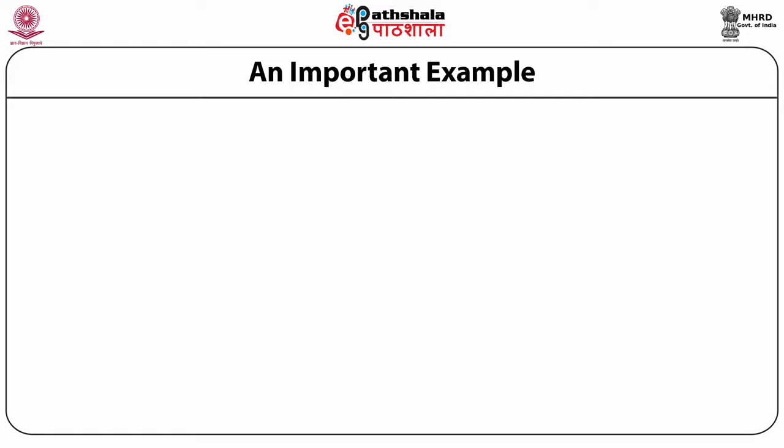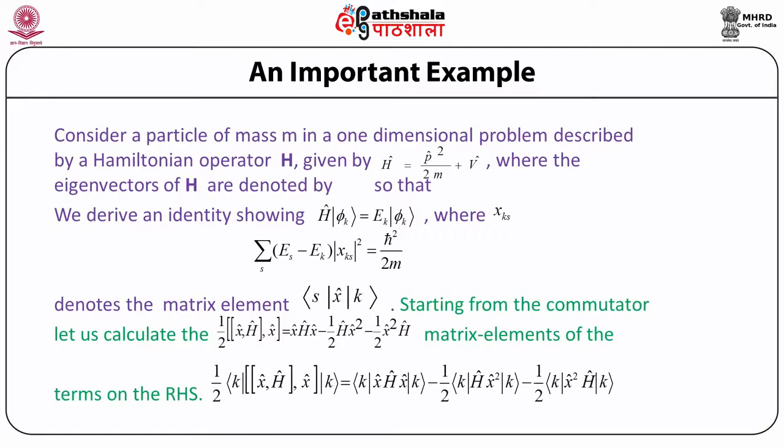An important example. Now let us consider a particle of mass m in a one-dimensional problem described by a Hamiltonian operator H given by H equals p squared by 2m plus V, where the first term on the right hand side is the kinetic energy operator, and the second term on the right hand side is the potential energy operator, and where the eigenvectors of the Hamiltonian operator H are denoted by ket phi k, so that the Hamiltonian operator H acting on ket phi k is equal to Ek times ket phi k, where Ek is the total energy eigenvalue corresponding to the above mentioned Hamiltonian operator.